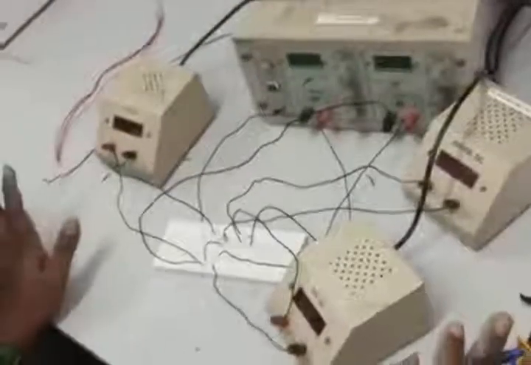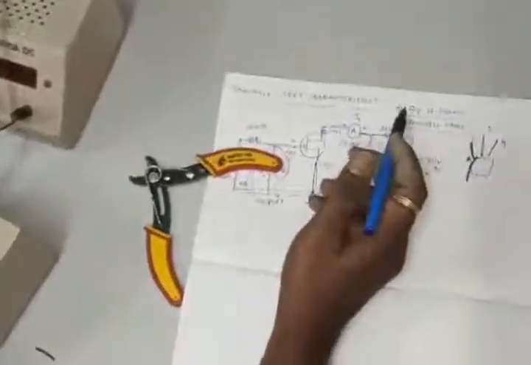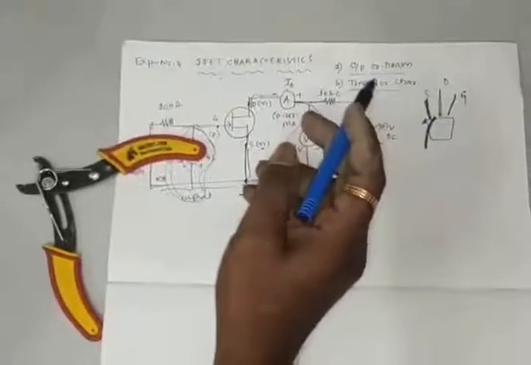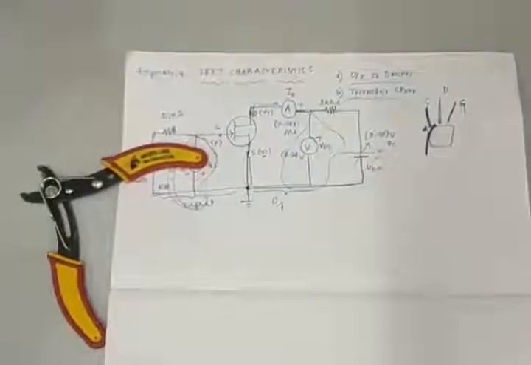Then these are the connections of the JFET characteristics. What are the characteristics we must get? Output or drain characteristics and transfer characteristics.